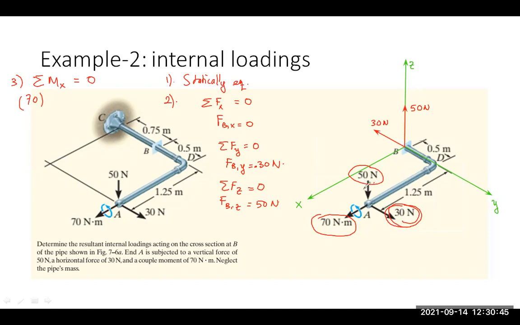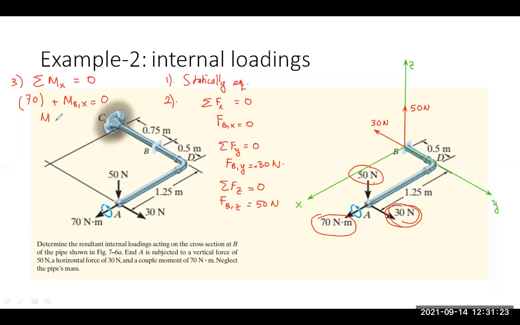How about this 50 Newton of force? It will rotate this pipe in y direction. So we can also neglect this effect in x direction. So then we need another moment applied at point P. We call this the reaction moment at point P in x direction to balance or cancel out this external moment.